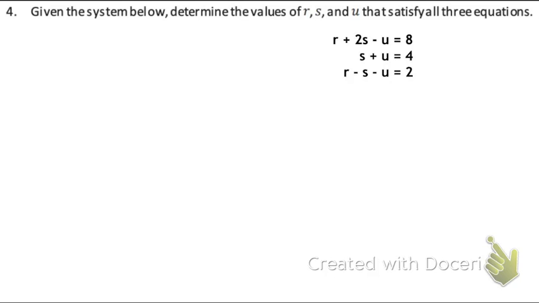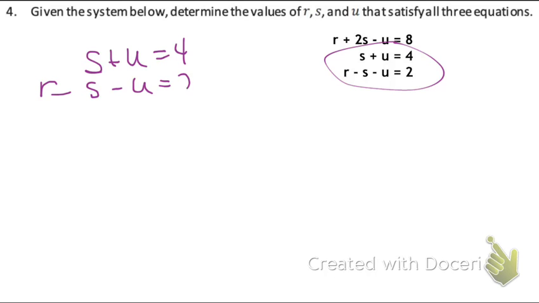This one's a little bit easier because you can actually get rid of two variables at once right here. So let's stack those two equations and it'll give us our r value. S plus u equals 4. R minus S minus U equals 2. If I add that, I get R. Those go away, equals 6. Okay, so now I have one variable.